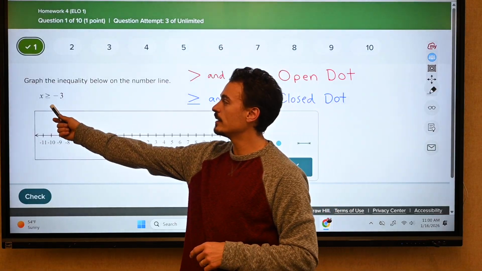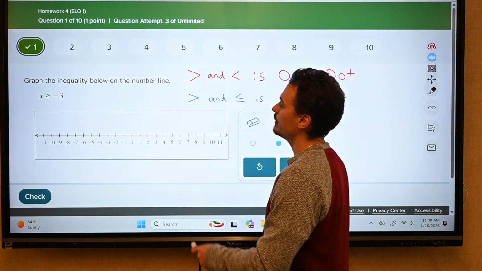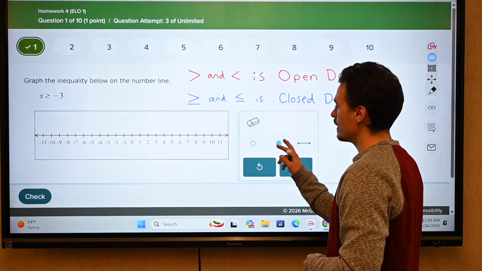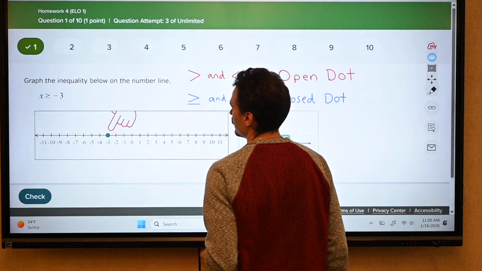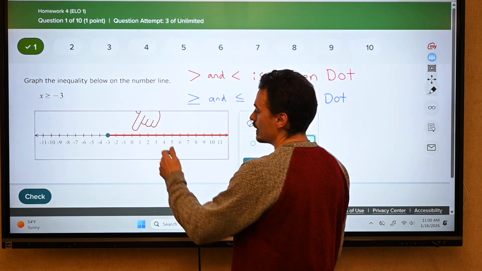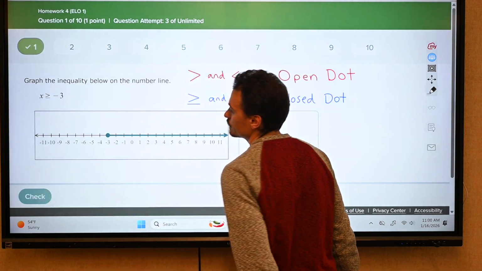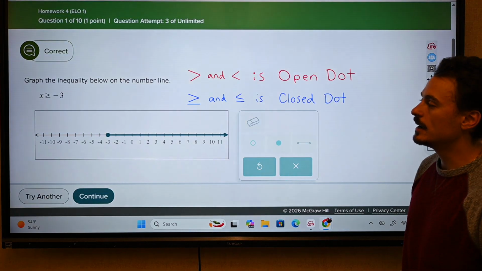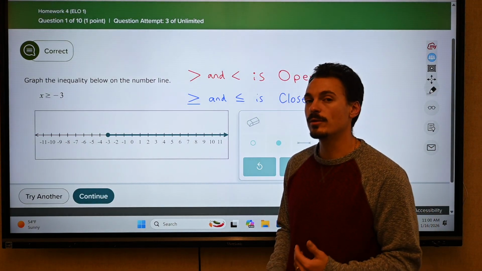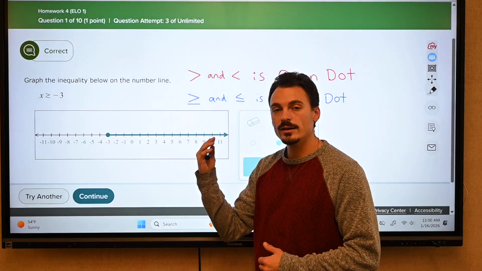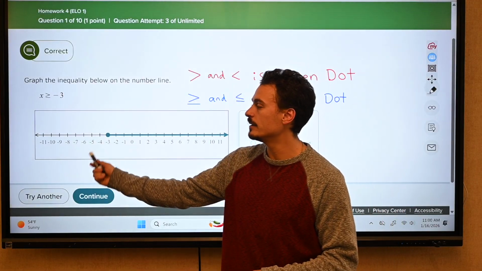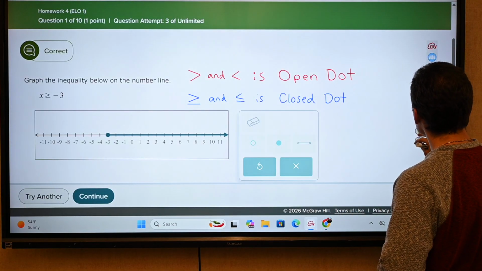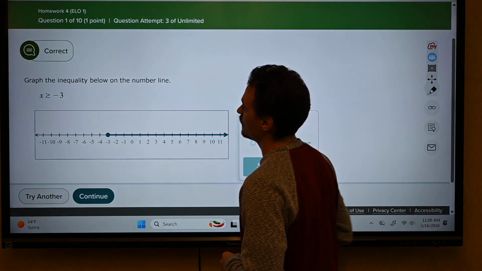So x is greater than or equal to -3. Because it's one of these symbols right here, greater than or equal to, we're going to use a closed dot at -3. And we need to be greater than that. Whenever you are trying to be greater than something, you're going to go to the right on the number line. Whenever you go less than, you're going to go left. All right, let's jump into solving some inequalities.